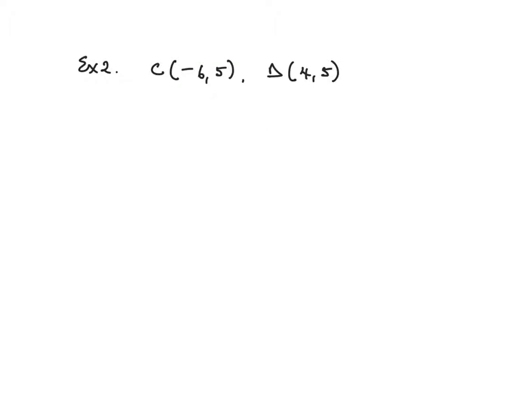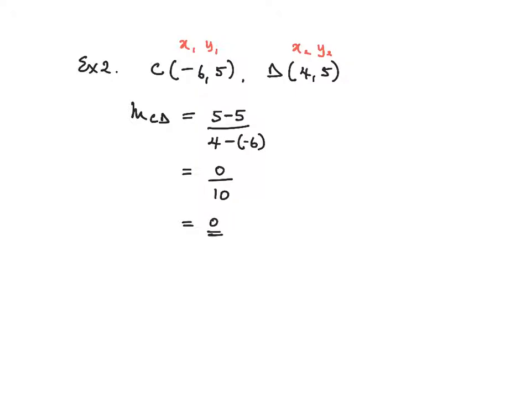Example 2, I'm going to do the same thing as we did in example 1. We're going to calculate the gradient of the line joining the points C and D. Just for your benefit, I'll label these again. And then the calculation, 5 minus 5 over 4 minus 6. 5 minus 5 is 0. 4 minus 6 is 10. 0 divided by anything is 0. When the gradient is 0, it means that we have a horizontal line.